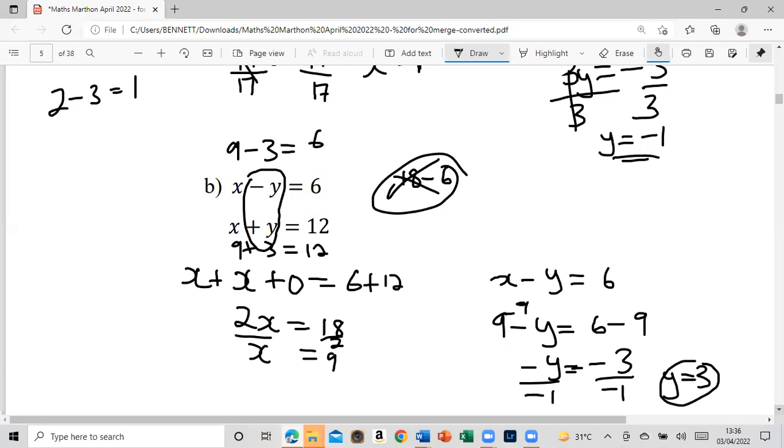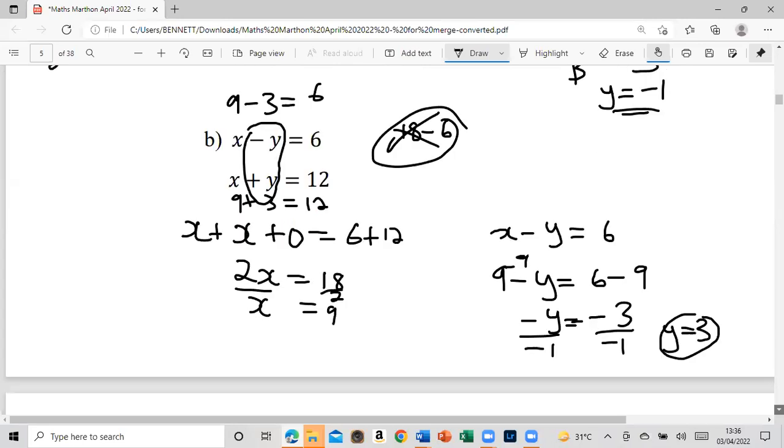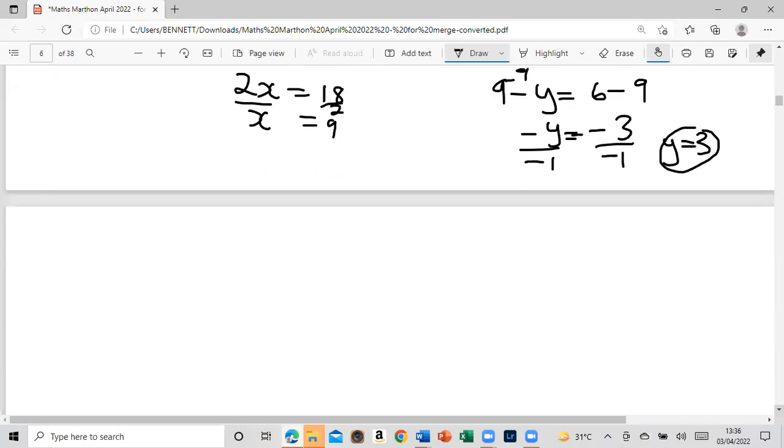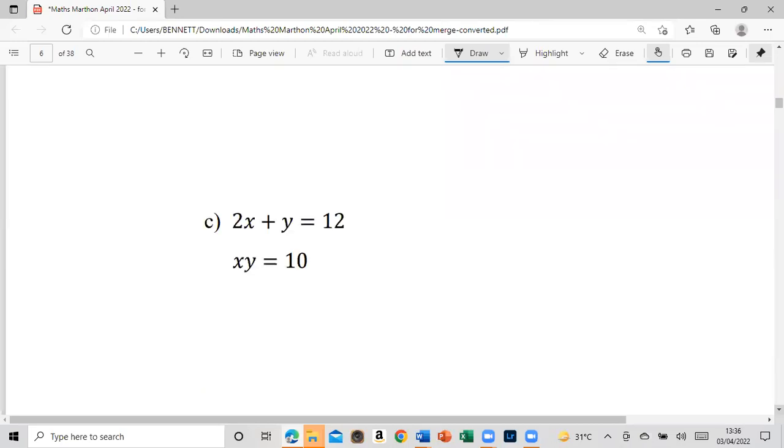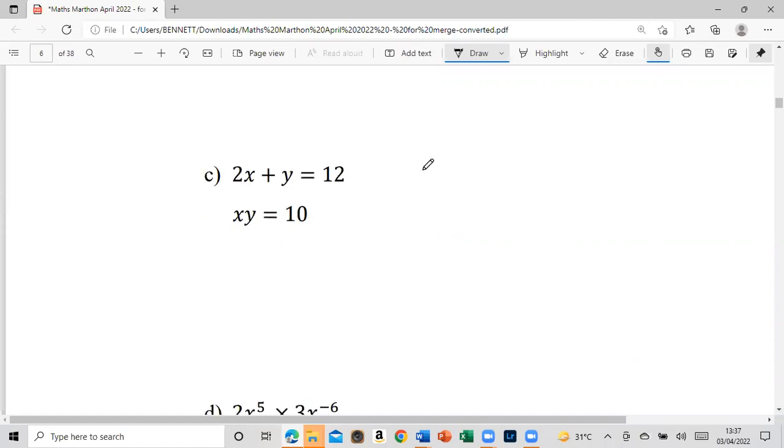All right, so can we scroll down to the next one, guys? Yes, sir. Go ahead. This one I think is more challenging than that one, all right? It says 2x plus y equals 12 and xy equals 10. Find the value of x and y. It's the same simultaneous equation, except this time one is a product, right? So try that one then. Substitution comes to mind, doesn't it? Yes, sir. All right.